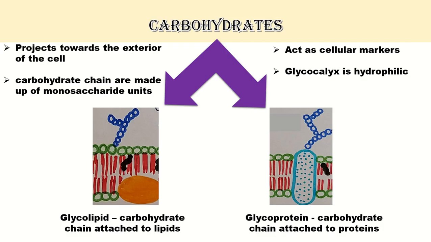Now let's talk about carbohydrates. The carbohydrates project towards the exterior of the cell. You can see from this picture it is projecting towards the exterior of the cell. The carbohydrate chains are made up of monosaccharide units. These monosaccharide units form a chain and are attached to either proteins or lipids. Based on this, it can be subdivided into glycolipid, where the carbohydrate chain is attached to lipids, and glycoproteins, where the carbohydrate chain is attached to proteins.